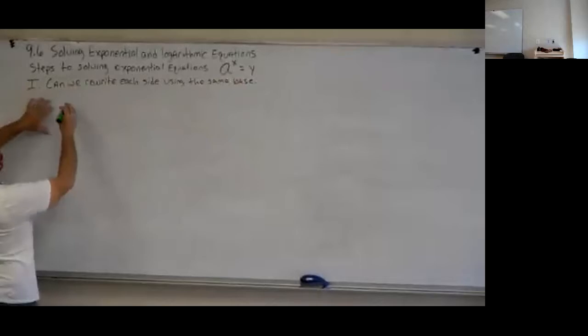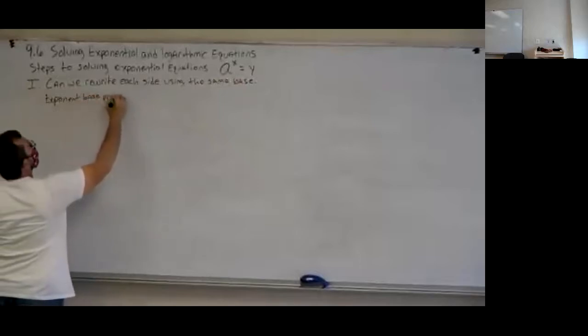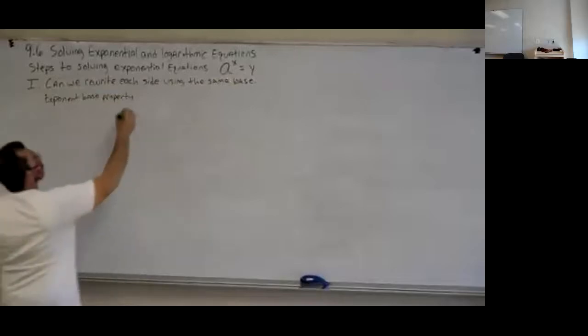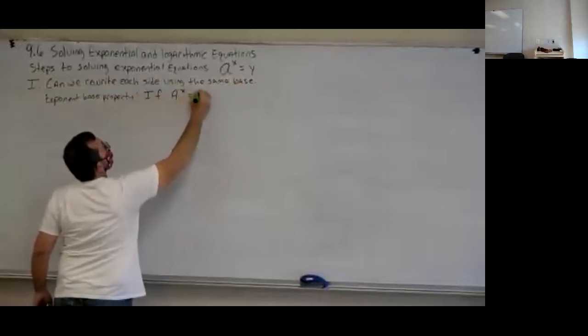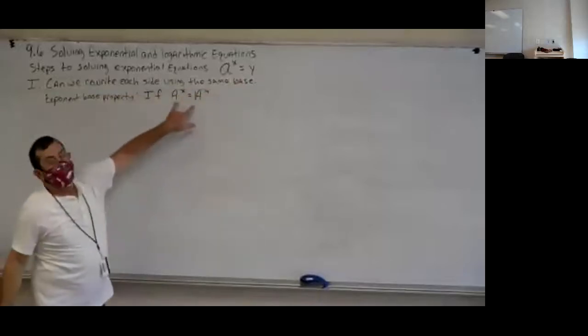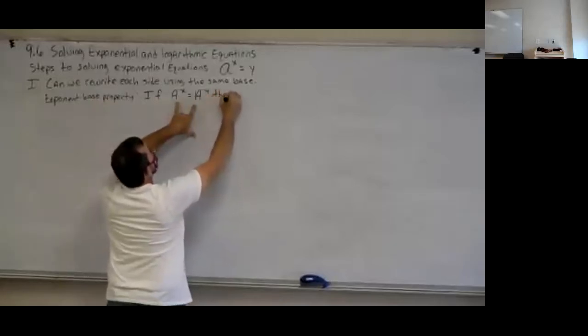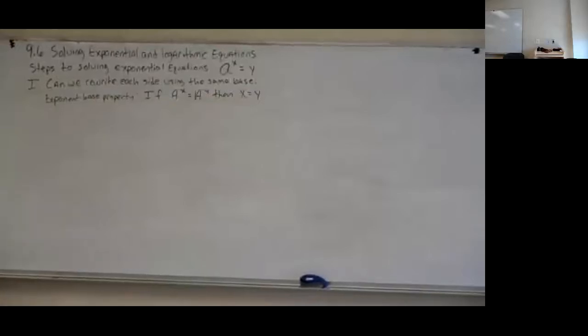So if I can, we got a property that's called the exponent base property. It tells me if a to the x equals a to the y, notice these bases match. If you get the bases to match, then that means the exponents have to be equal. So if I had something like 2 to the x equals 2 to the 4th, since they both got a base of 2, that means the x would equal the exponent of 4, okay?